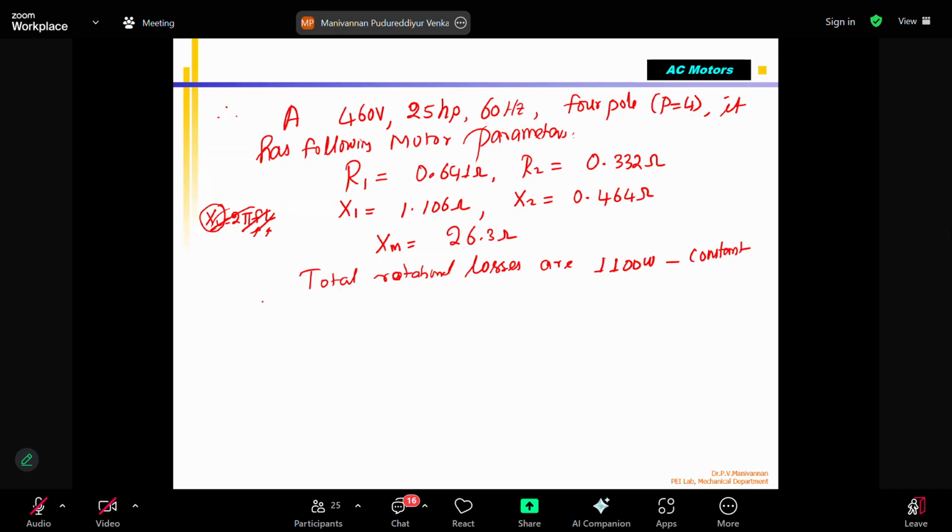And also they say the core loss. We saw that core loss, correct? Core loss is a lumped parameter, lumped into a single rotational loss.